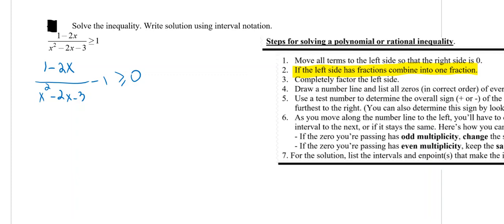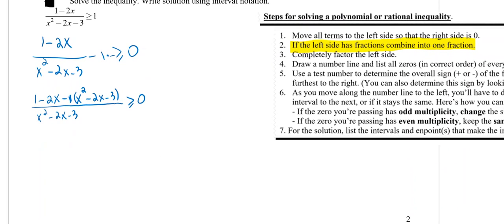So for that, we will find the common denominator, which is just x squared minus 2x minus 3. And we multiply top and bottom of this by that common denominator. So they will both now have x squared minus 2x minus 3 on the bottom. But the new top here would be the top of the first fraction minus 1 times that common denominator. Make sure you put this in parentheses. The negative 1 is going to have to distribute to all of that. So let's simplify this. Distribute that negative 1.